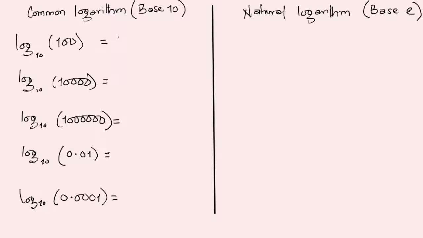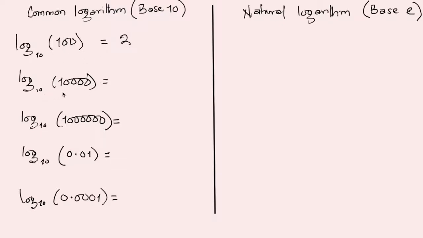So the next thing we'll be looking at are common logarithms and natural logarithms. Common logarithms are just logarithms that are set to the base of 10. So log to the base of 10 of 100 is simply the same as the logarithms that we've been finding before, which is, to what power do we have to raise 10 to get 100? And that is 2. 10 raised to power 2 is 100.